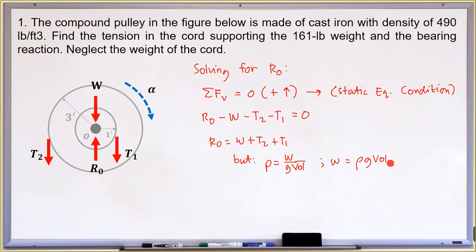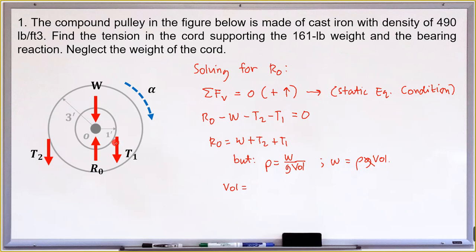Okay? But since it is in pounds, just ignore the acceleration due to gravity. In case our weight or our mass is in slugs, you will see that the units are off if you multiply by G. Solving for the weight, I mean for the volume.